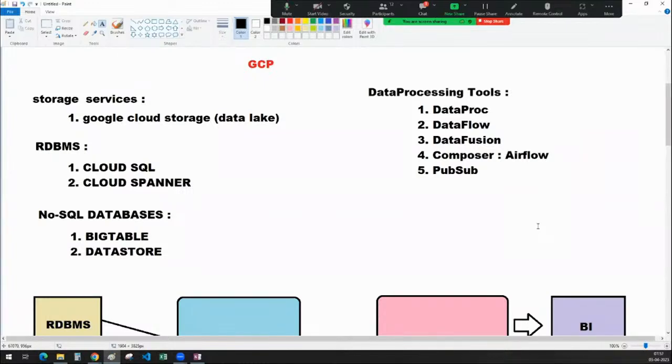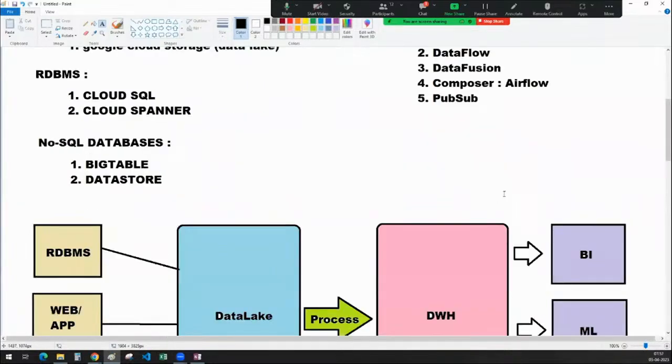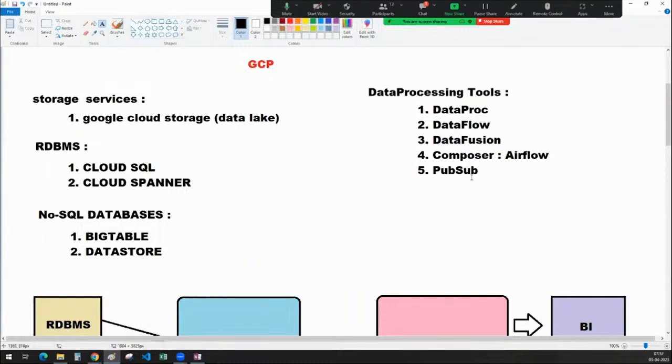And one more thing is Pub/Sub, a streaming data ingestion tool where you can create a topic and a subscription for each and every application where you want to get the data. A message will be pushed to the topic, and via the subscription, data will reach the final application. So these are the data processing tools, guys.